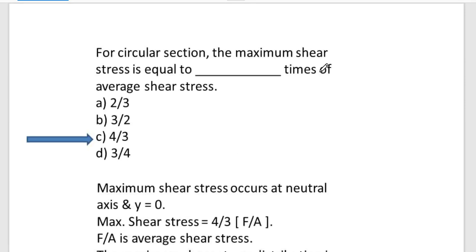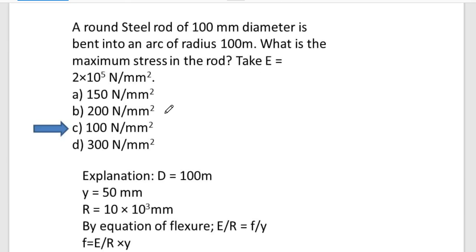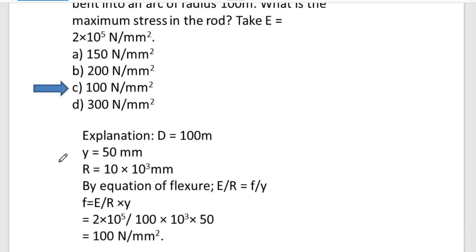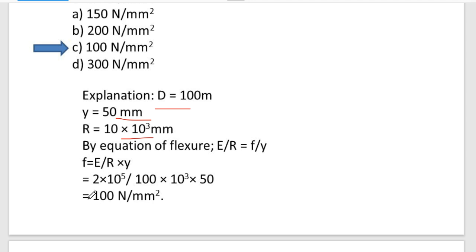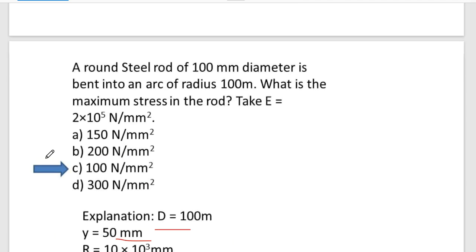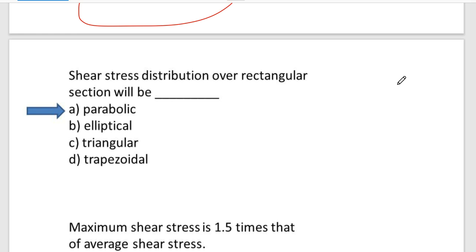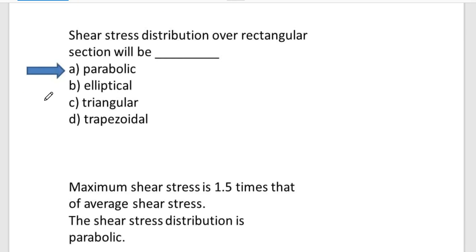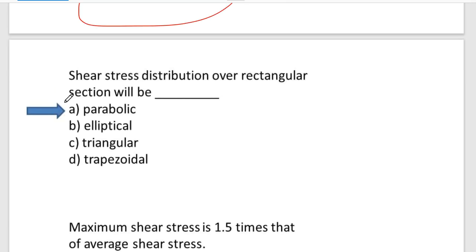Next, for a circular section, the maximum shear stress is equal to how many times the average stress? So the answer is 4/3, right? Next, a round steel rod 100 mm in diameter is bent into an arc of radius 100 meter. What is the maximum stress in the rod? So what we have to do is, we have the value of D, we have the value of Y, we have the value of R. Directly, using the simple bending formula, we will get 100 Newton per mm square as the answer. Option C is correct. Next, shear stress distribution over a rectangular section. For a rectangular section the shear stress distribution is parabolic, and the maximum is 1.5 times, which we have already discussed. Option A will be correct.